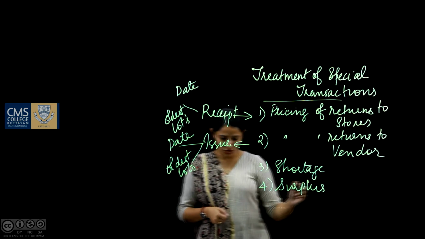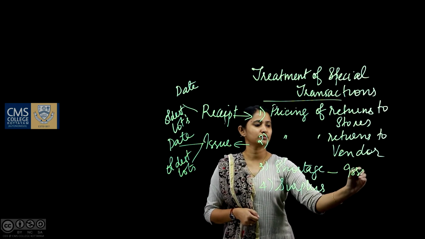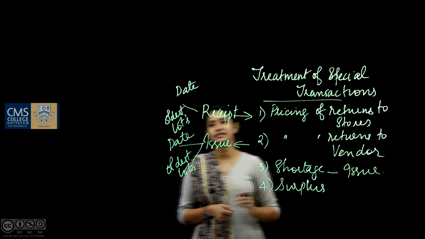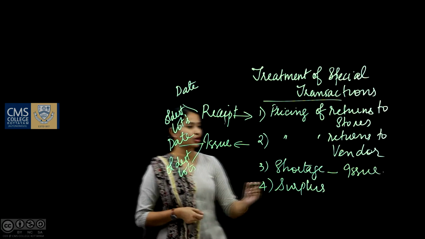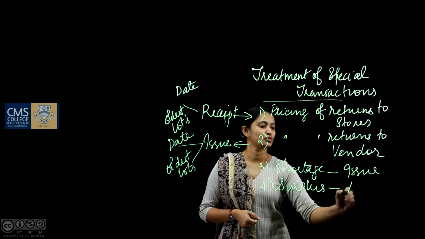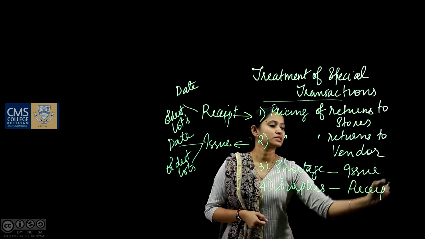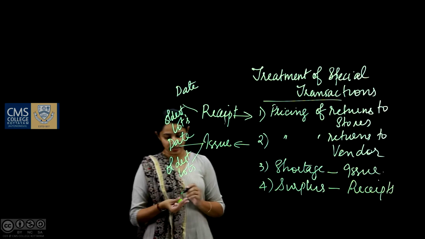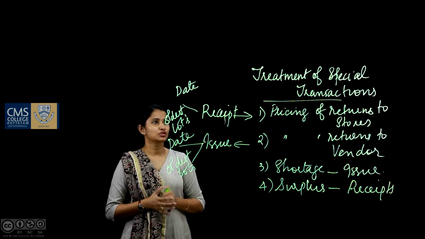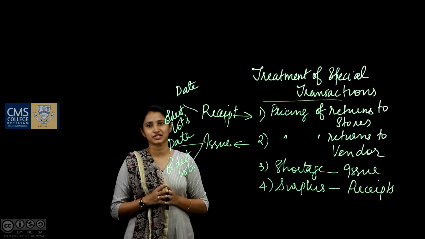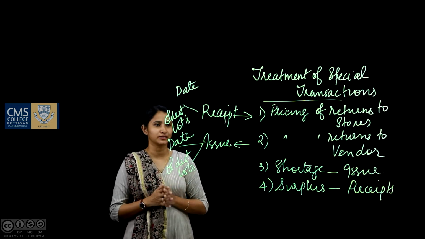Shortage of stock is shown in the issues column, and it is priced at the price of the oldest lot in stock, and surplus is shown in the receipt column, again at the price of the oldest lot in stock. So this is how these special transactions are dealt with in FIFO method.